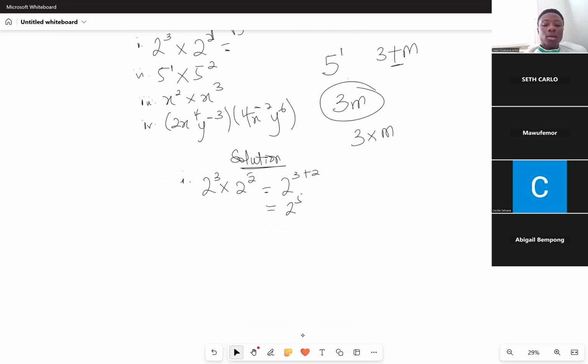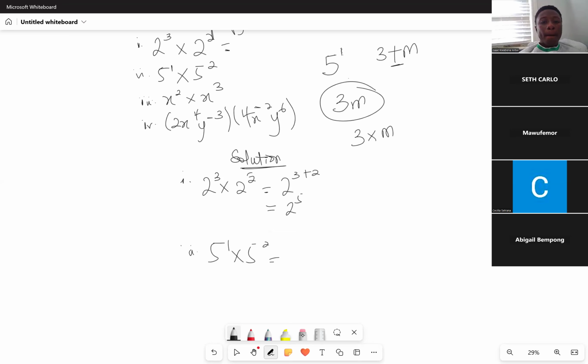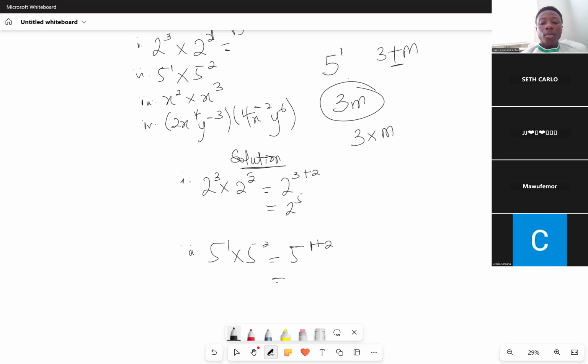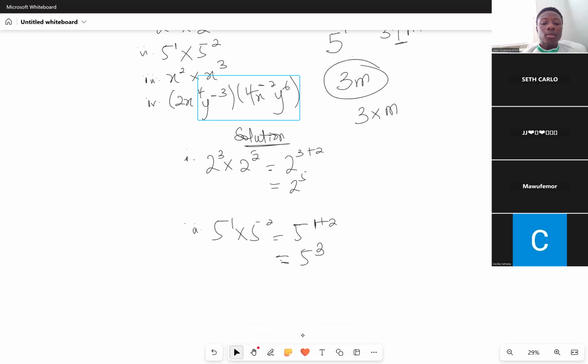The next one is 5 index 1 times 5 index 2. What do we have? With that one, you get 5 exponent 1 plus 2, which will give you 5 exponent 3. Is there anyone on here who is having trouble understanding this? You can simply leave a text. The next one, x exponent 2 times x exponent 3.